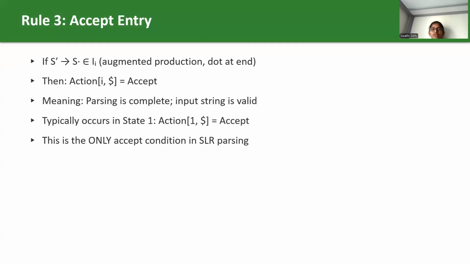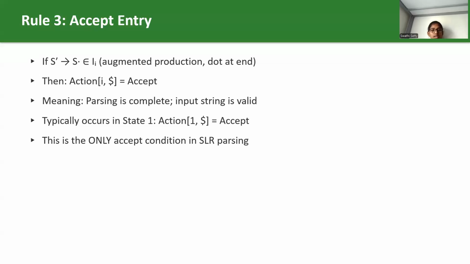Next comes the accept entry. If S' gives S dot belongs to Ii, the augmented production with the dot at the end, then action of [i, dollar] is equal to accept. That is, the string is accepted, meaning the parsing is complete and the input string is valid.